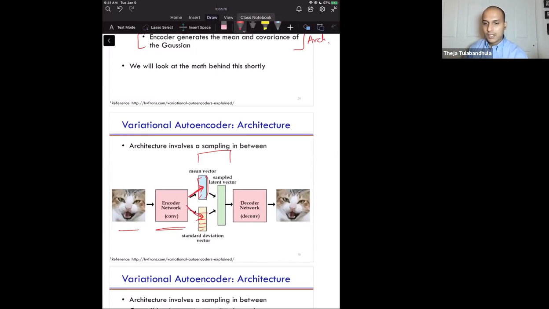These are deterministic quantities. Given the mean and the variance, I can sample Z from a distribution which has that mean and variance, right? So those two I'm producing from the encoder. Given an image, I'm producing these two, mu and sigma, from which I'm sampling a Z, and then I'm passing the Z forward. Okay, so that's what I'm doing.